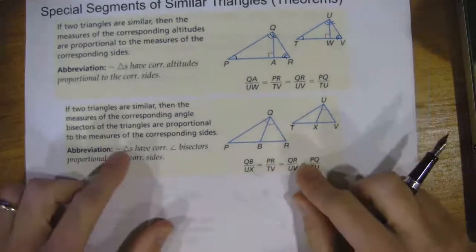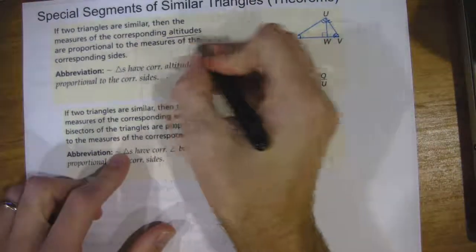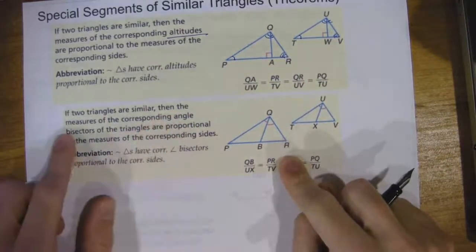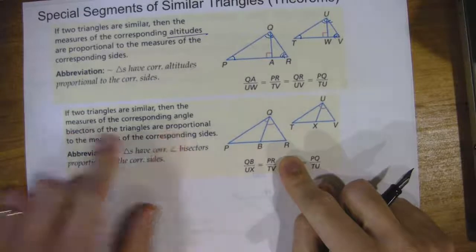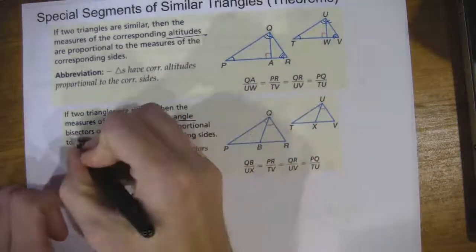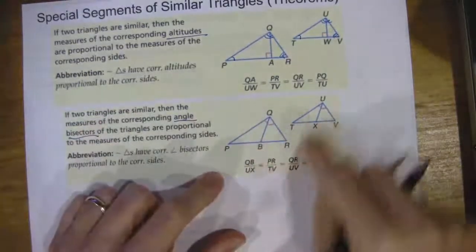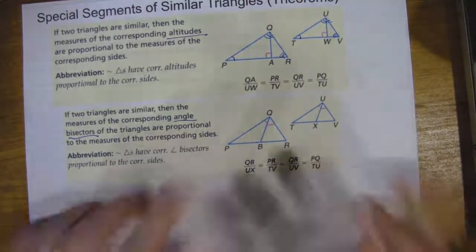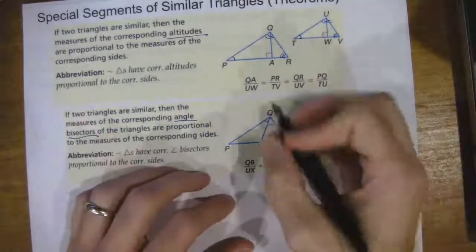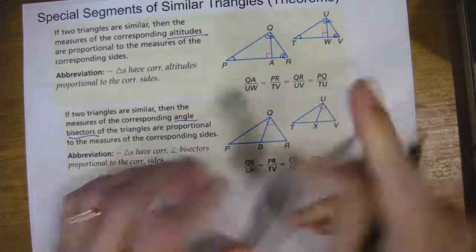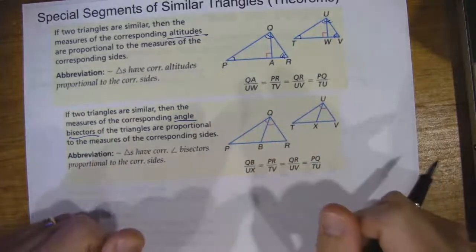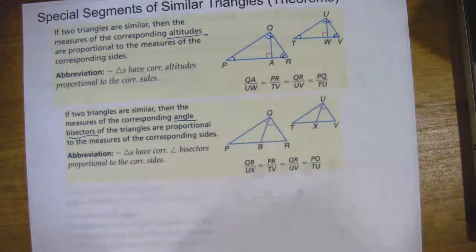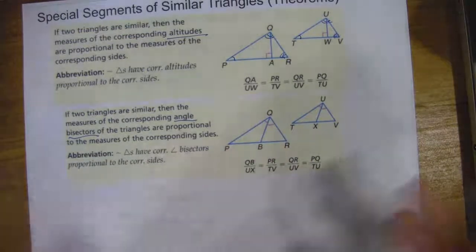From there, we can also show, so let's see, we've got altitudes. We can also show that if two triangles are similar, all right, so the same triangles here, then the measures of the corresponding angle bisectors. So take a look. These are angle bisectors. They are not necessarily hitting those opposite sides at the midpoints. Okay, we got to get that clear. All this is doing is separating Q and U into two equal pieces, those angles. All right. So these angle bisectors, okay, the distance there is also in proportion.